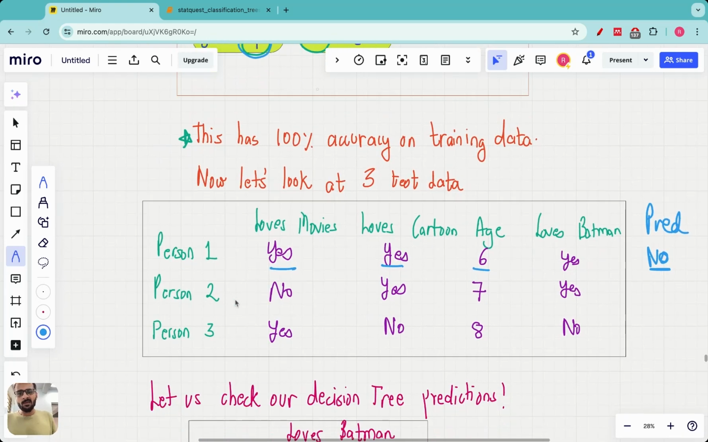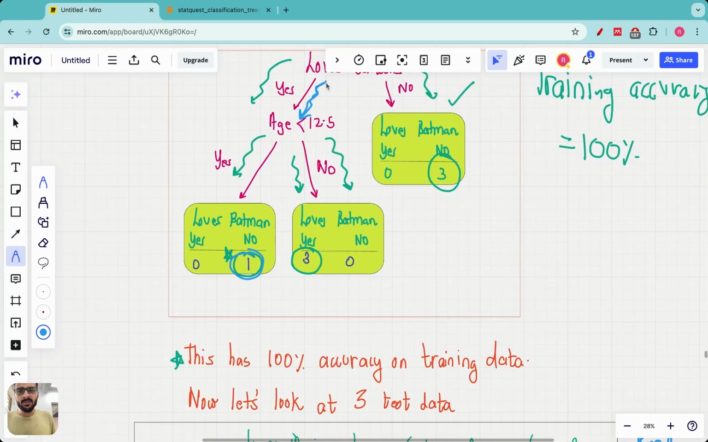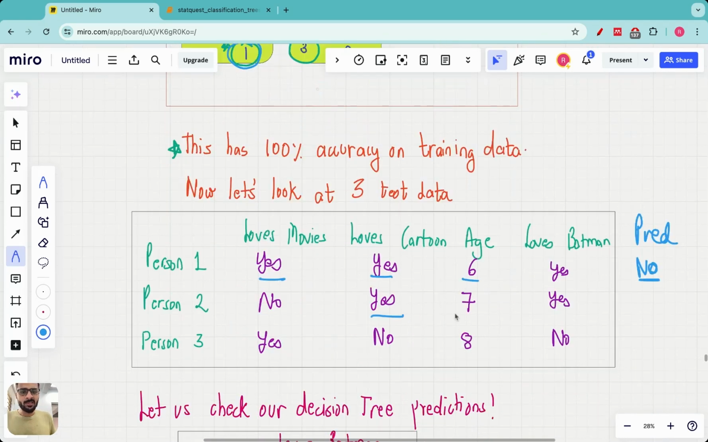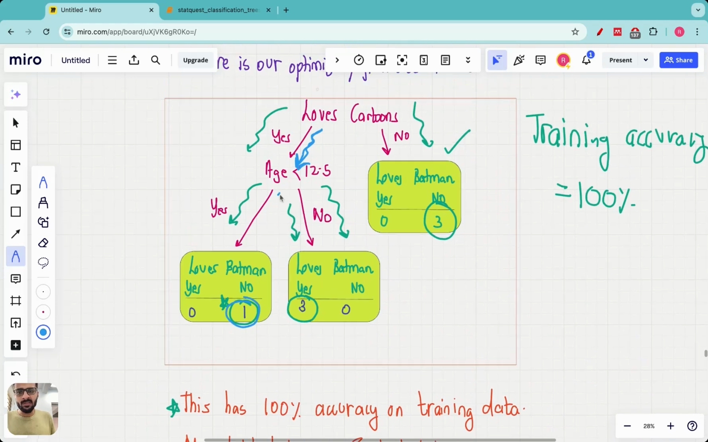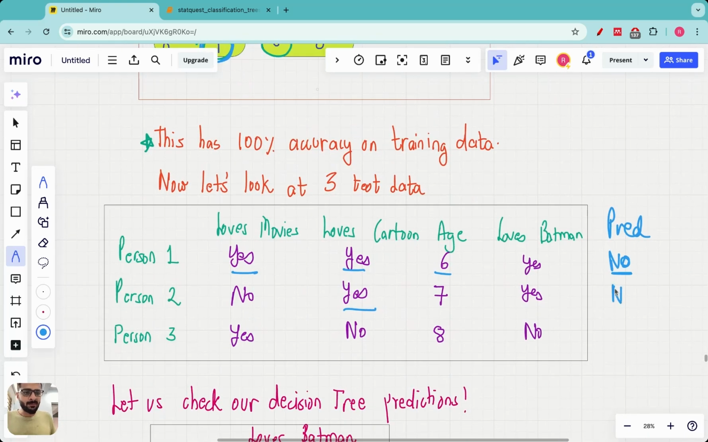Let's look at it for the second person. Let's look at the loves cartoons. The answer is yes. So we again move in this branch over here. Let's look at the age. The age is again 7. So we again move in this branch. And so our prediction of the decision tree will be that no, they will not love Batman. So even for the second person, the prediction is no, they will not love Batman.